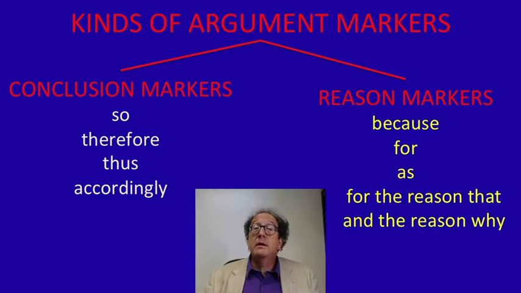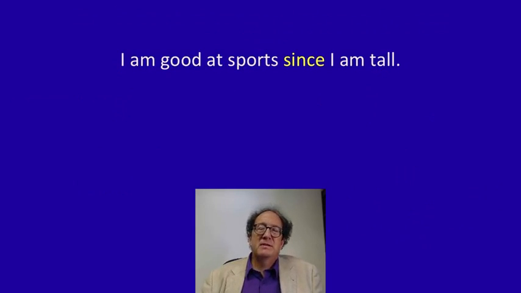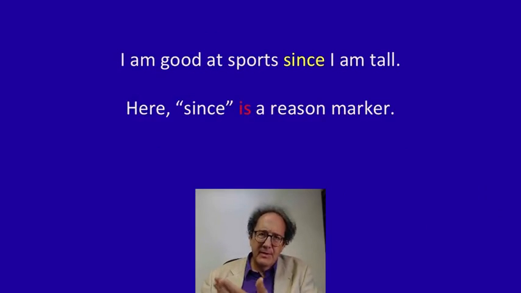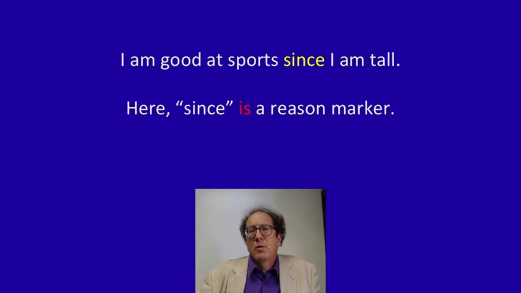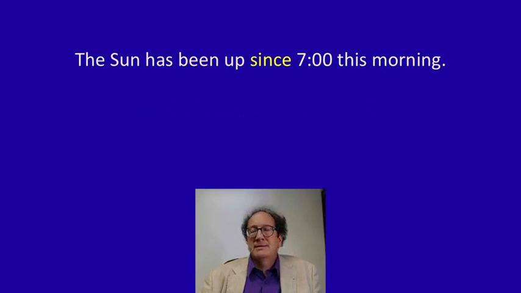All of these words, both the conclusion markers and the reason markers, indicate that there's an argument present, but only in some cases. You can't just look at the word and figure out whether it's an argument marker or not. You have to think about the role that it's playing. A perfect example of that is another reason marker, since. You can say, I'm good at sports since I am tall. And then it looks like you're presenting the fact that you're tall as a reason why you're good at sports. But the word since doesn't always play that role. After all, you can say, the sun has been up since 7 o'clock this morning. And that doesn't mean that somehow the sun has an alarm clock that causes it to come up right at 7 o'clock. All it's saying is that the sun has been up after the time of 7 o'clock, at all times since then.